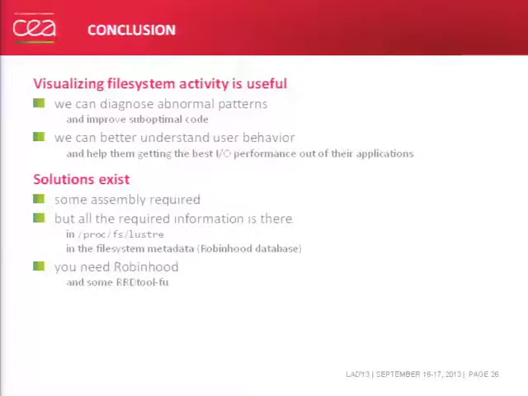It also allows us to plan our file system evolution for the next generation. We can see really what kind of space is used, how it's used, so we can size the next file system better. And to do that, solutions exist. You need some assembly. Everything is not coming out of the box already usable, but all the required information is there, whether in procfs Lustre or in the file system metadata, and especially in the Robinhood database, this is really useful. And yeah, you need some more tools to do that, namely Robinhood and some hardware knowledge.